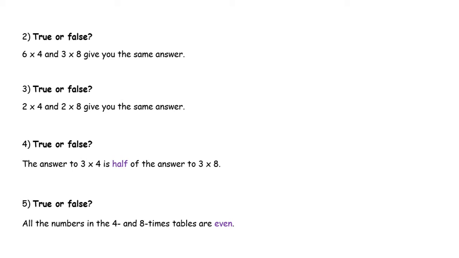So you've got a series of questions and it says true or false. So you basically need to look at what I've said. So 6 times 4 and 3 times 8 give you the same answer. So you'd work out 6 times 4, then you'd work out 3 times 8. And if the answers are the same, that means it would be true. Okay. If the answers aren't the same, it means it would be false. Okay.